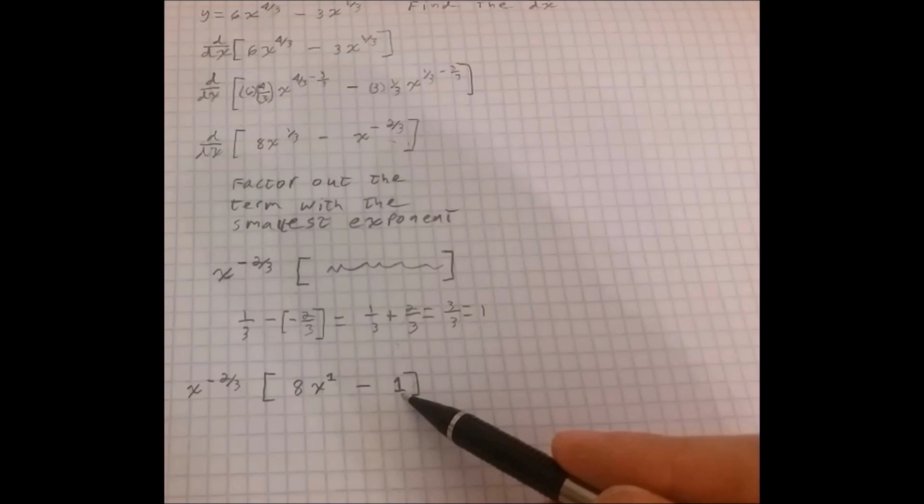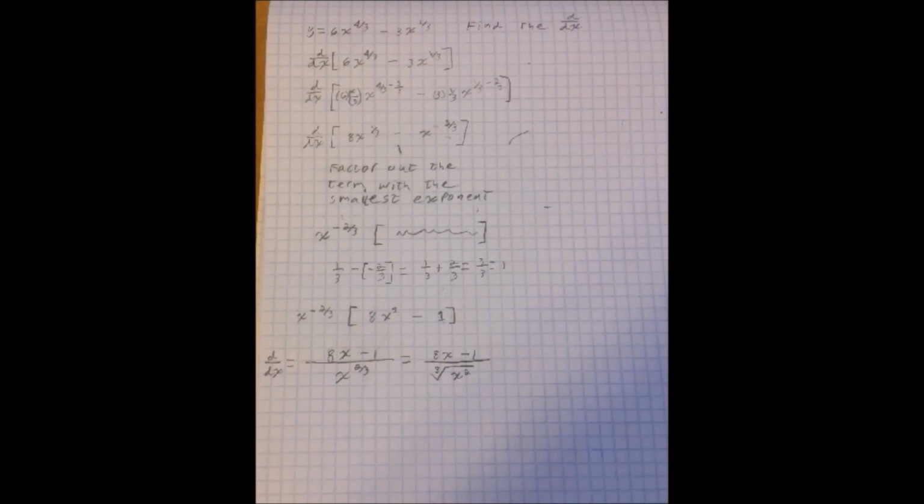And in case you were wondering, this 1 here is simply the invisible one that was in front of the x^(-2/3) that we had factored out. Now we can make the 2/3 positive by sending it down into the denominator, giving us the completed derivative of the function 6x^(4/3) minus 3x^(1/3).